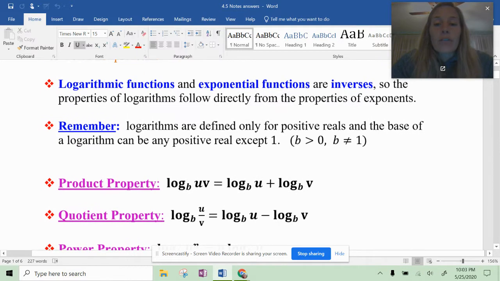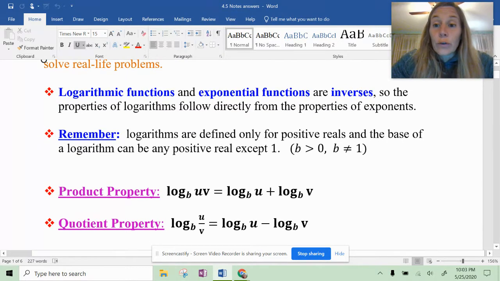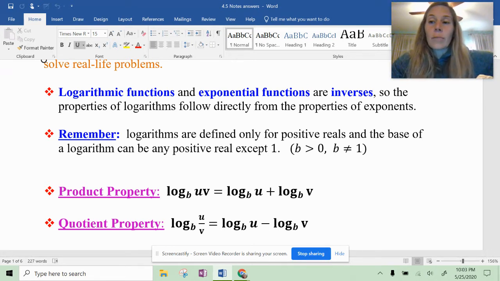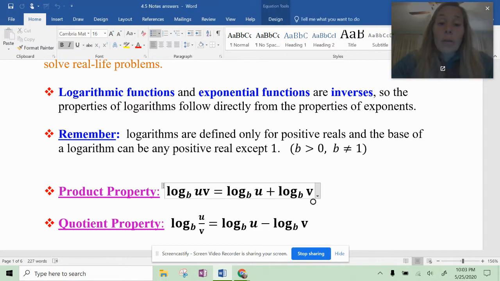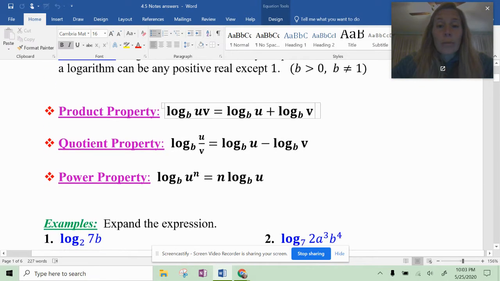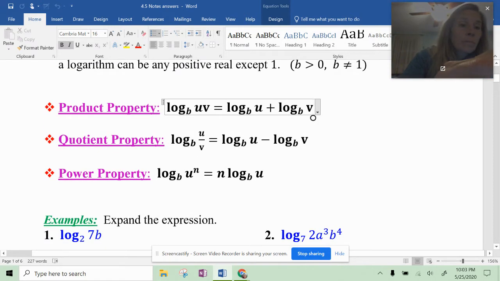Logarithmic functions and exponential functions are inverses, as we have learned. So the properties of logarithms will follow directly from the properties of exponents. Back in chapter 2, we had done all the exponent properties, so logarithmic properties are kind of similar. Remember, logarithms are defined only for positive reals, and the base of a logarithm can only be a positive real other than 1.